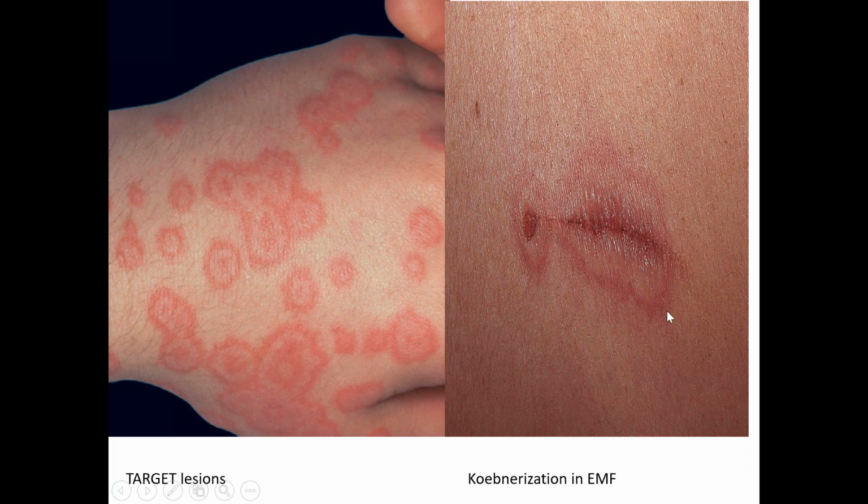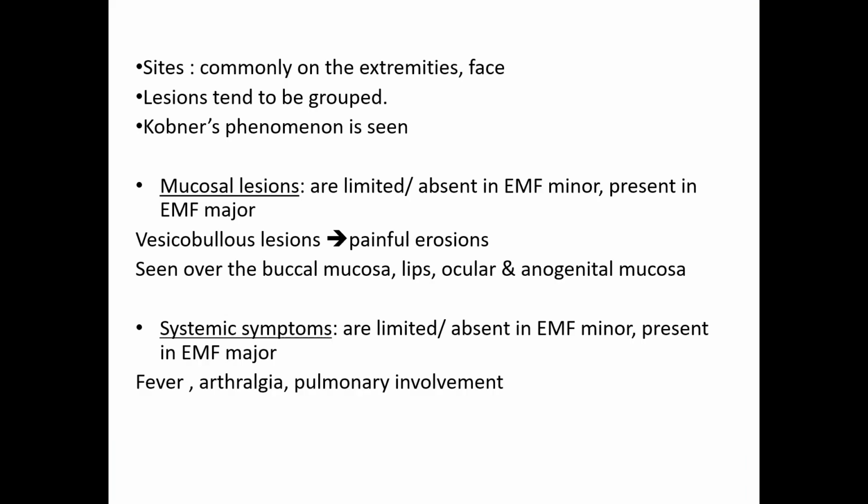So this is another target lesion. Among these, you may have Koebner phenomenon in the case of erythema multiforme. The site is commonly seen in the extremities and face, and the lesions usually appear in groups. Koebner phenomenon is seen as shown in the pictures.